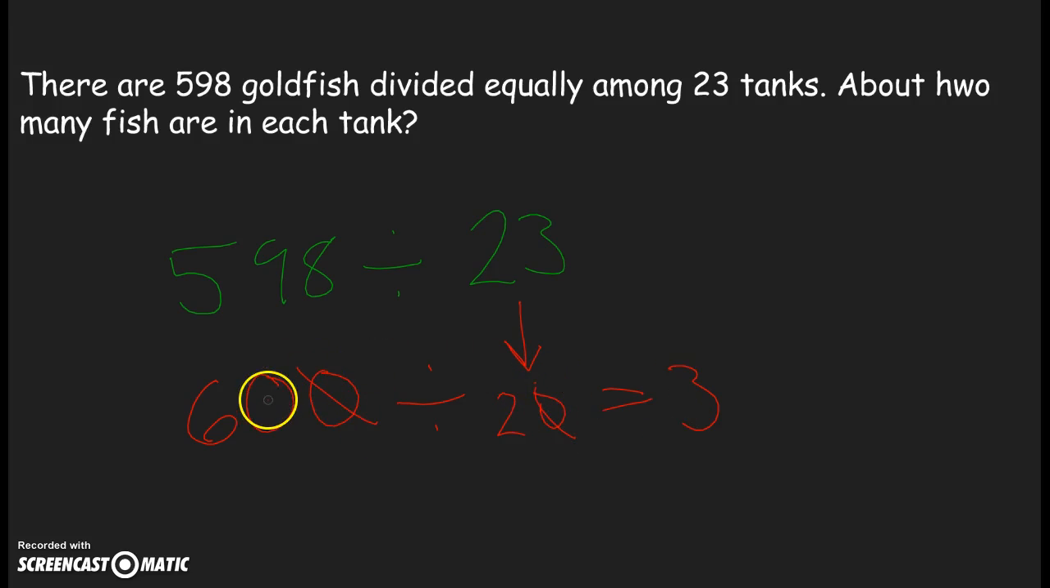Zeros cancel each other out, but there's still 1 zero left. So 20 times 30 is going to give me 600, or 600 divided by 20 is going to give me 30. That means there are about 30 fish in each tank.